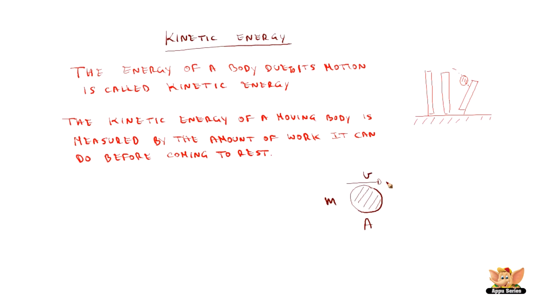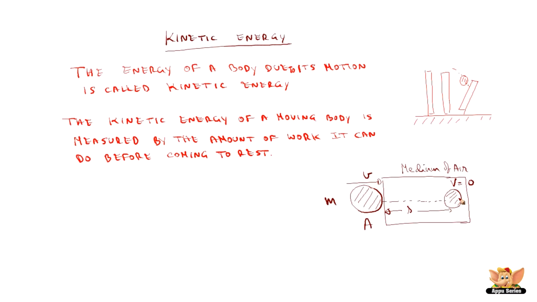Now it has entered into a medium of air, and it has travelled inside the air for a certain distance, let's say s, and it has come to a stop. When it came to a stop, obviously the velocity of the ball will be 0. So let's call this velocity capital V. This velocity is 0.